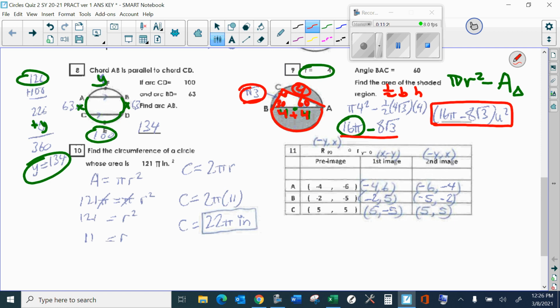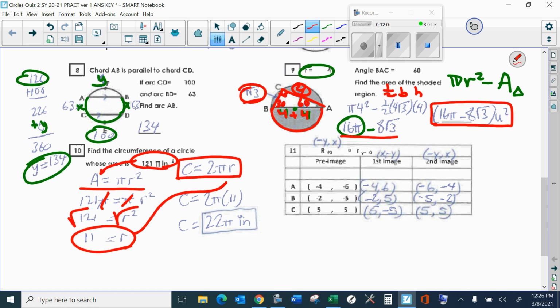Number 10, find the circumference of a circle. The circumference formula is 2 pi r, which means all I need is the r. It tells me the area is 121 pi square inches, so I need to know the area formula of a circle, pi r squared. You learned all this in middle school. So I substitute in 121 pi there. The pi's cancel out, so I get r squared equals 121. Take the square root of both sides, and I get r equals 11.